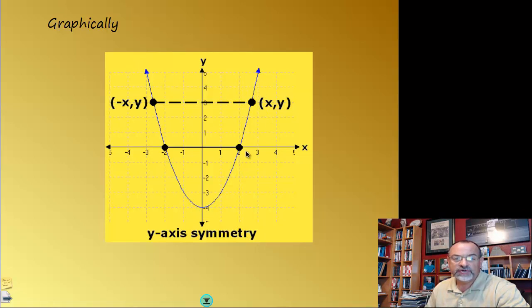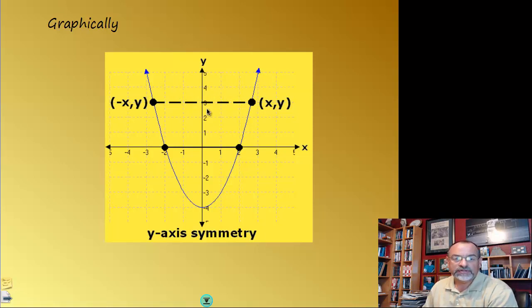Now I want you to notice the ordered pair. When you put in this particular x value, you get this y value. When you put in the opposite of that x value, you produce the same y value. So if you put in x and you put in negative x, a number and its opposite number, and both times that gives you the exact same y value, that function is considered to be an even function and is symmetrical over the y-axis.